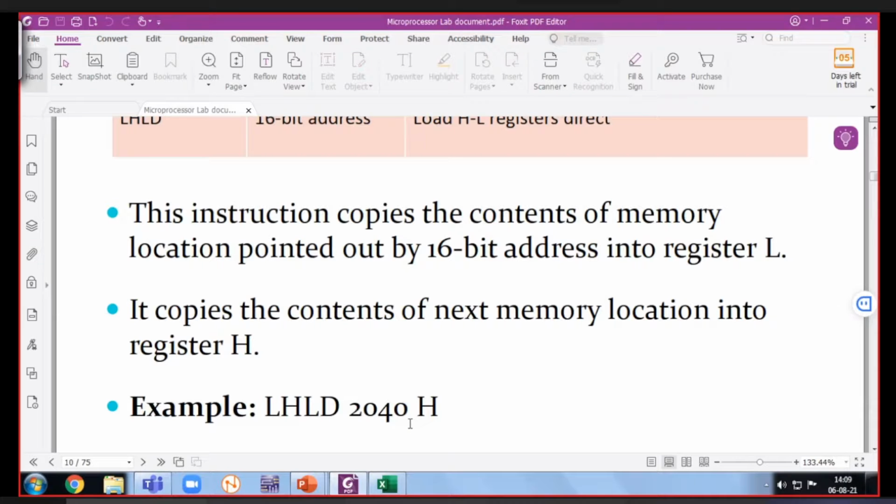I am mentioning this again: there is no role of this 2040 itself in moving to H or L. The content of this address 2040 will move to register L, and the content of 2041 will move to register H. Okay, is it clear? LHLD 2040.